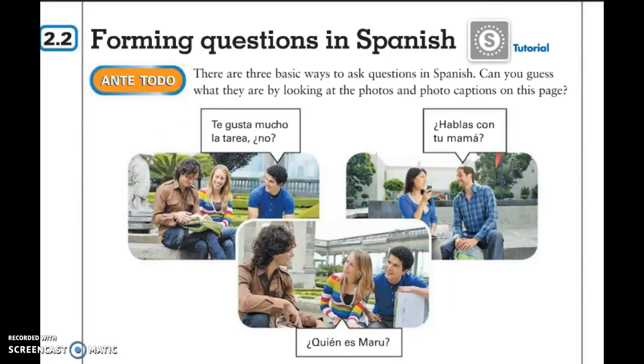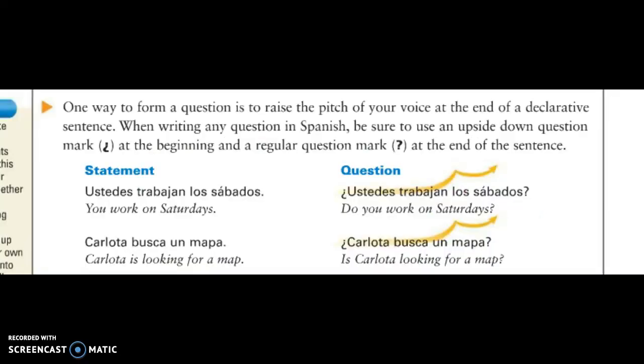Second, in this conversation, they simply use inflection. ¿Hablas con tu mamá? If you were to say, Hablas con tu mamá, that is simply an affirmative statement. But if you raise your pitch of voice at the end of the sentence, it then becomes a question. And then the third example, you will see they preface the sentence with a question word. ¿Quién? Let's break this down a little bit further by looking at the 3 ways individually.